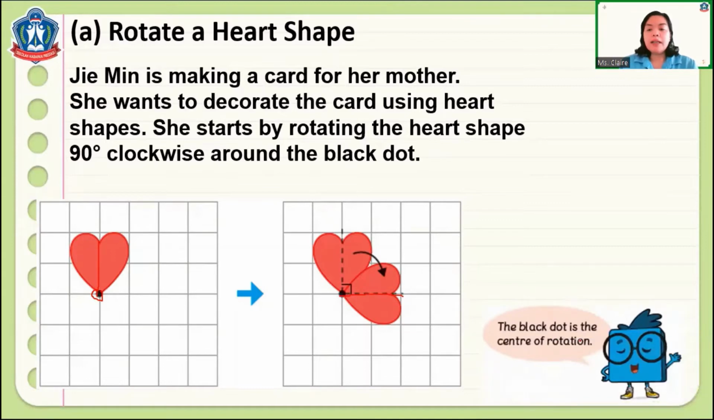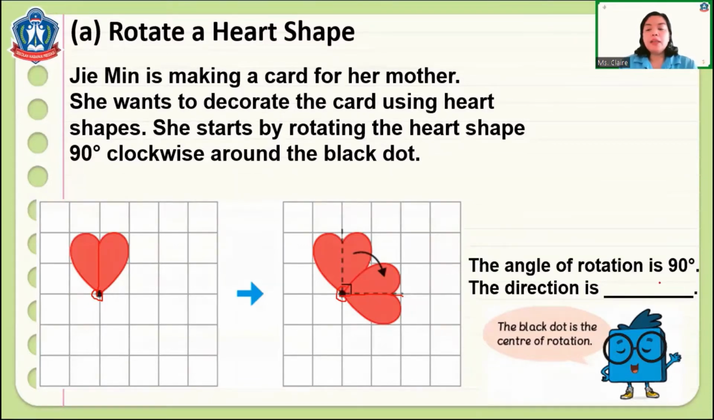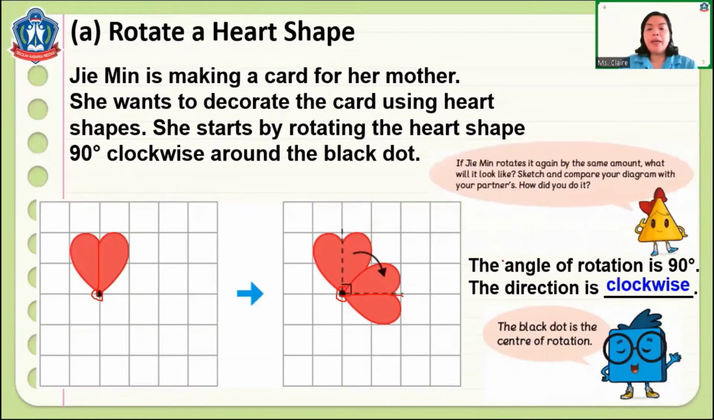Now, the black dot is the center of rotation. So once we rotate the shape, children, make sure that the dot will not change position or location. It should still be in this same location. Okay, so the angle of rotation is 90 degrees. The direction is clockwise. So if Jimin rotates it again by the same amount, what will it look like? Okay, so if Jimin rotates it 90 degrees clockwise, how does the heart look? So if you know, you can share that during our class.